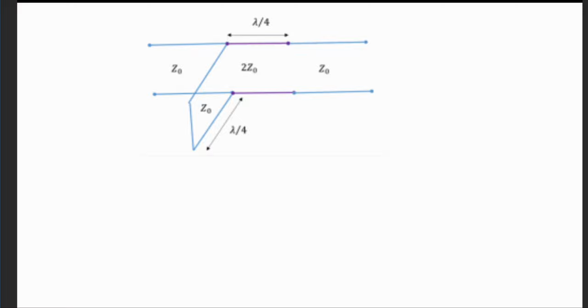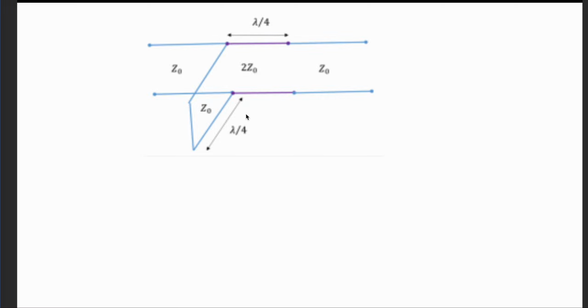So now you can forget about the ports, you don't need to worry about them, but you need to worry about what is there between the two ports. So you need to simplify this network, right? Sir, I think 2 Z naught and Z naught is in parallel.